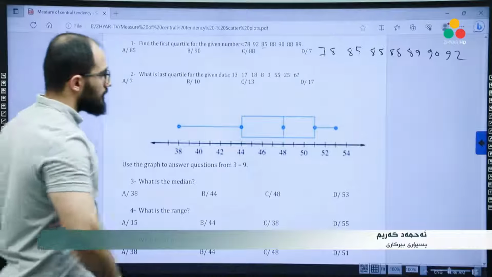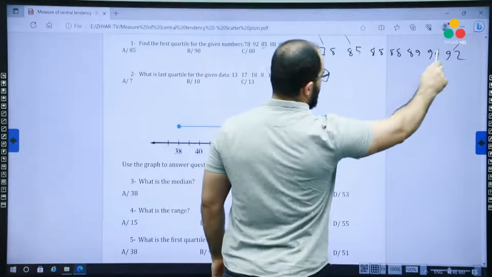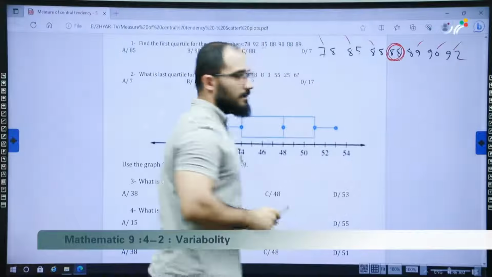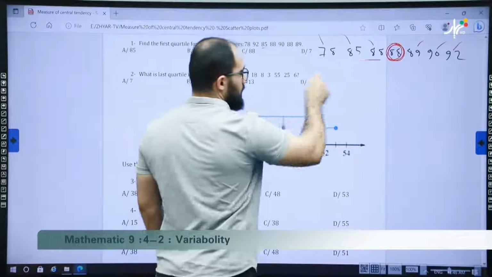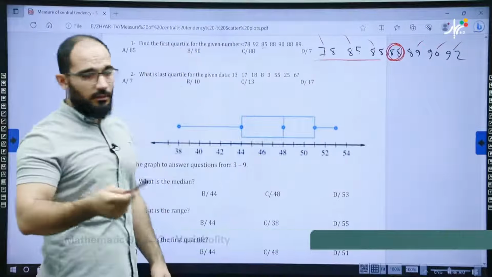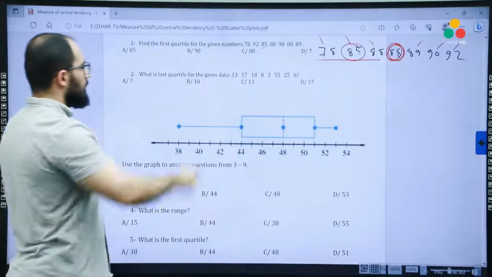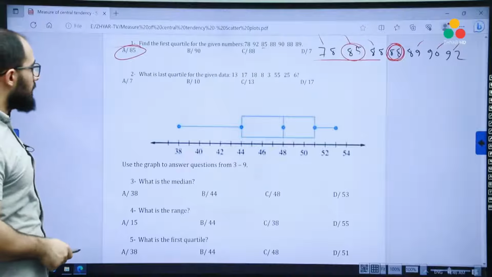So find the median. The median is 88. Then where is that lower half? The left side is the lower half. What is the median of the lower half? It is 85. That's why the first quartile is going to be 85.